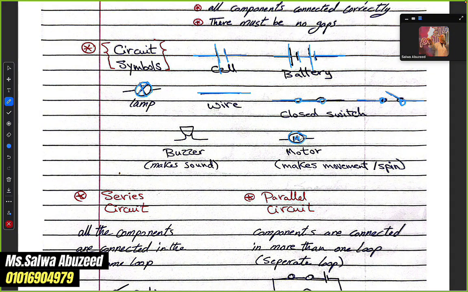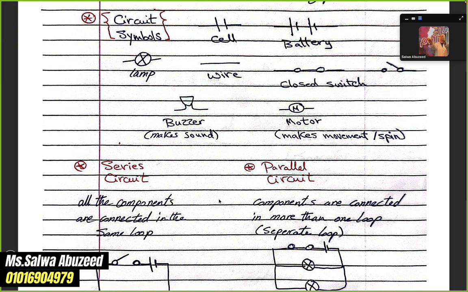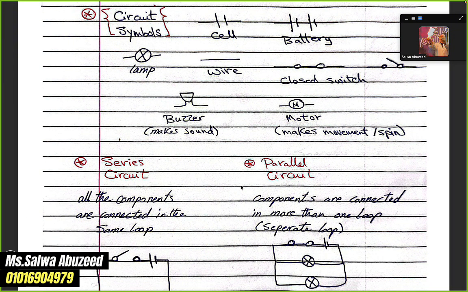A motor, what does it do? It spins. It makes the movement. A buzzer looks like an upside down Lego head. Like you do it like this and then the neck. This is a buzzer which makes sound. Let's say you don't know how to draw this shape. You can just draw a circle like this, or you draw a square. It doesn't matter. It appears to show you that this is a buzzer which makes sound. Now talking in electricity, we have two ways to connect this circuit.